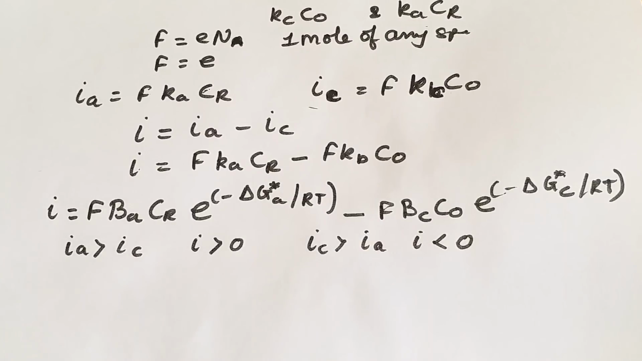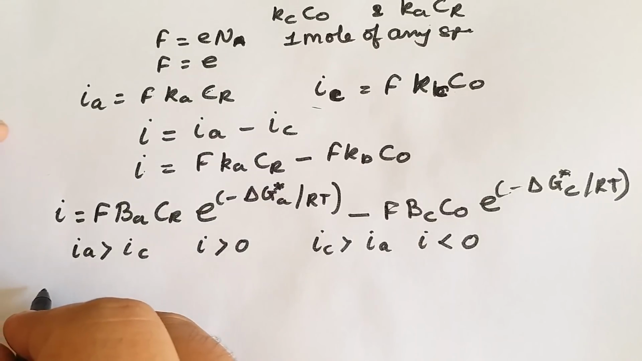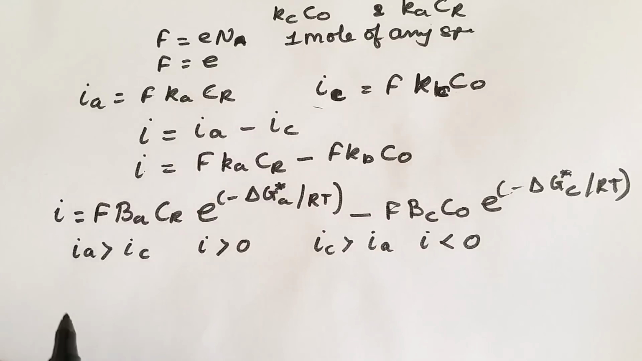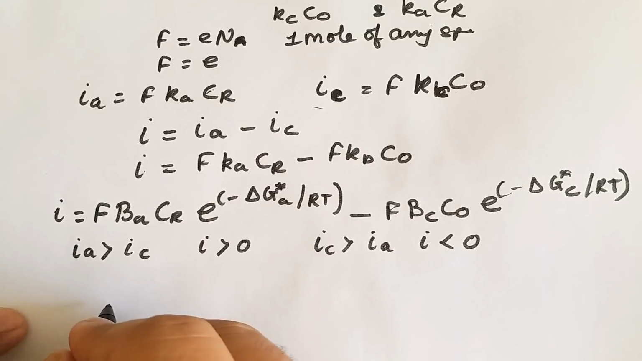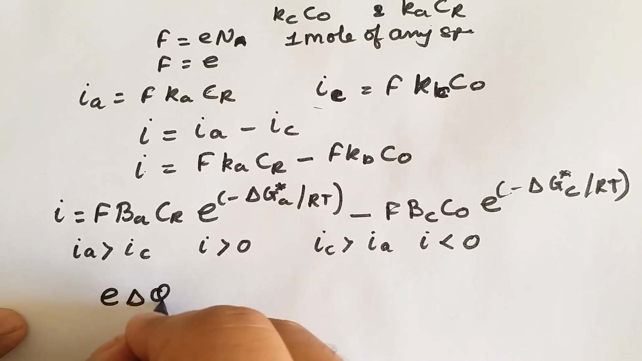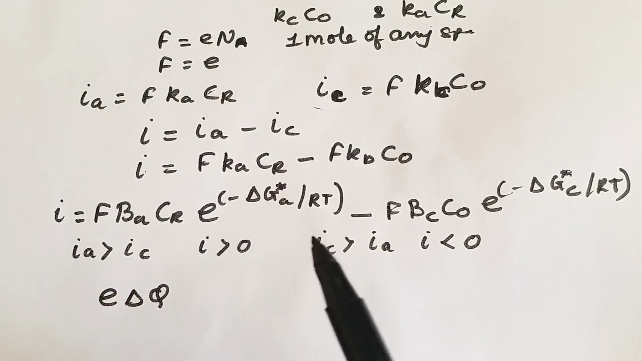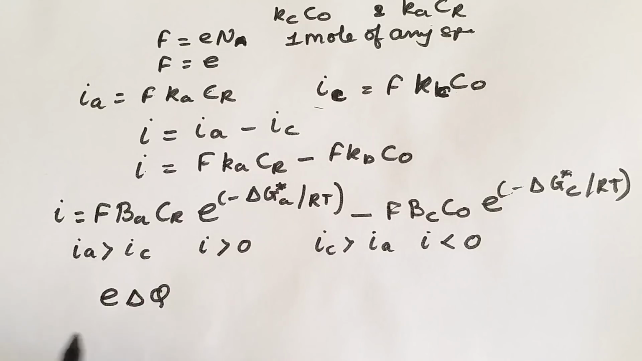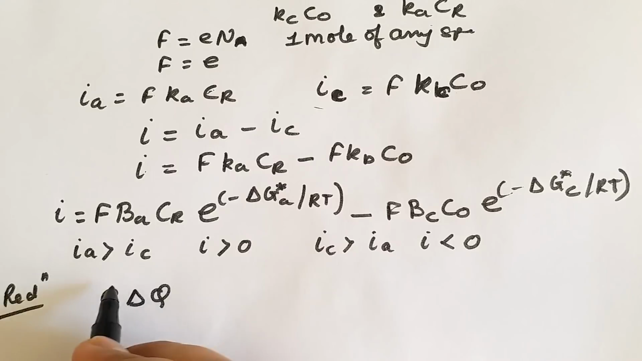Now we will consider that our reaction is under non-equilibrium condition. Suppose we are considering that a reduction reaction is taking place. When reduction is taking place, the metal ion will take up the electron and be converted into the metal solid, and the electrical work done during this process will be E into delta phi. That means the metal ion is converted into metal by taking up an electron during the reduction process. The amount of work done is E, the charge, times delta phi, the potential difference between the electrodes. So this much amount of work will be done.